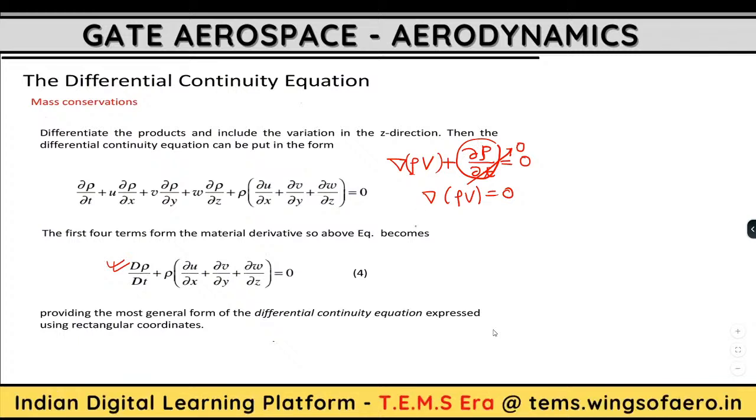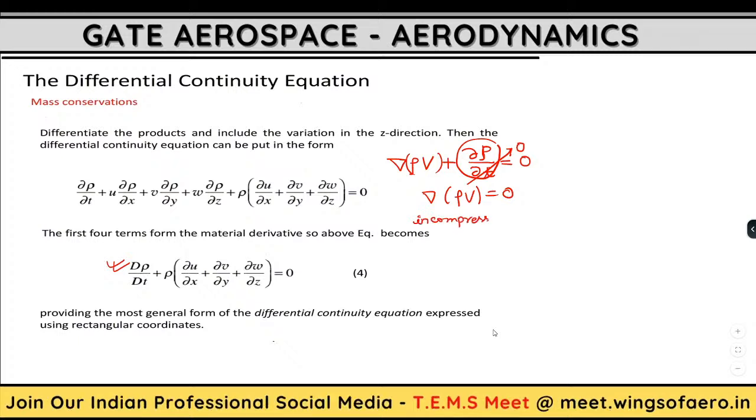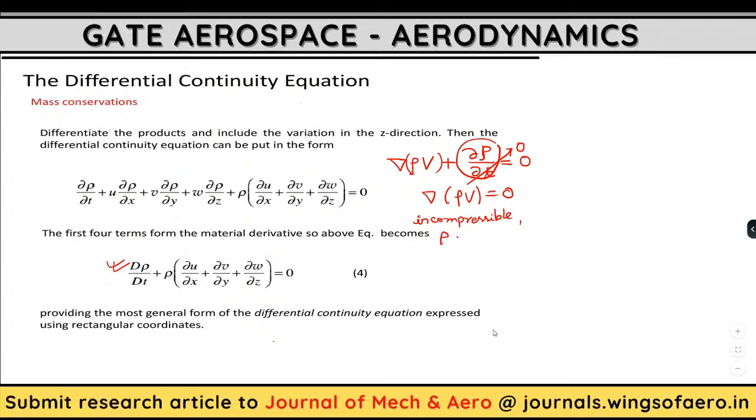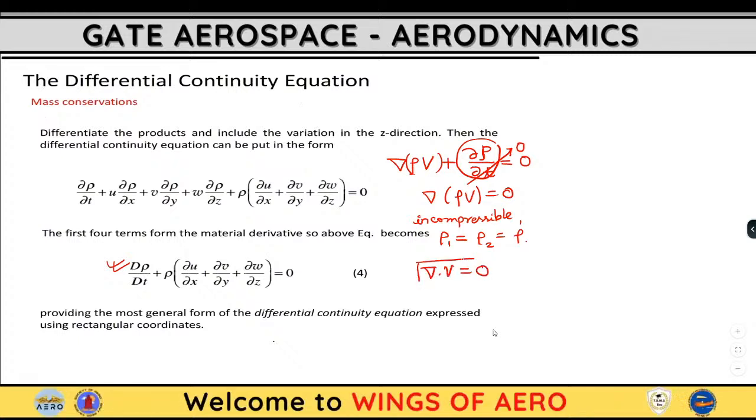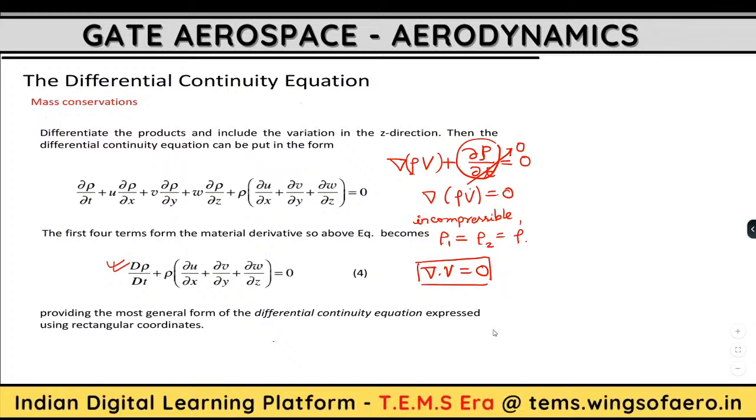Next, when we consider the flow is incompressible, we can write rho 1 and rho 2 to be the same. Then we can write it this way. So this equation is only when the flow is steady and incompressible. Then we can write this form.